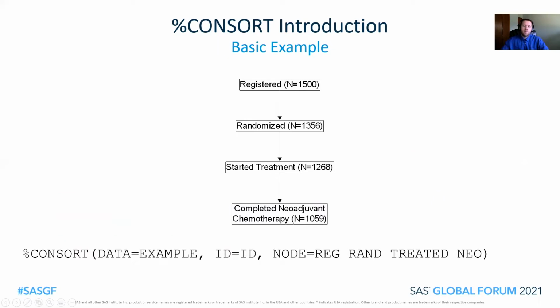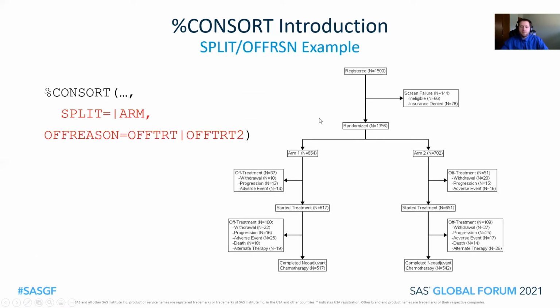If you make a basic example using just the first 4 nodes and the ID variable, we get this nice little succinct flow chart. If we add in the split variable, we get that branching path at randomization, and we add in those 2 different off-treatment variables, where the first one applies to the first node, and the second one will apply to all the following nodes.